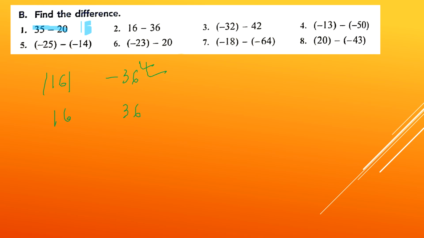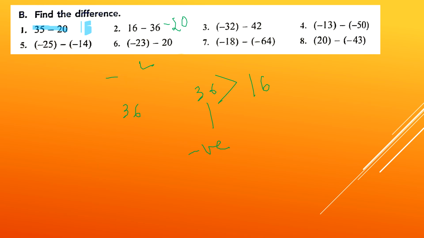This is not a positive number, but this is a positive number. You will subtract the numbers. So 36 minus 16, you get 20. But since 36 is greater than 16 and 36 is a negative integer, this will be minus 20. Your answer will be minus 20.